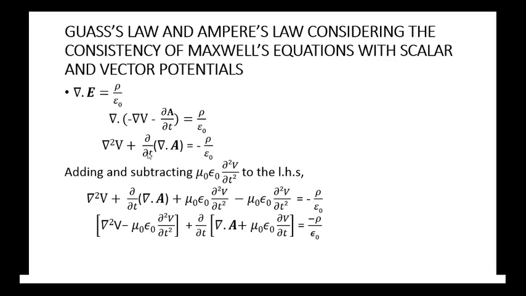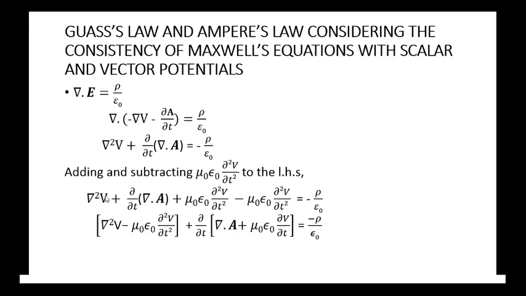Now what we are doing is that we are adding and subtracting a term to the left hand side. And that term is mu 0 epsilon 0 dou square V by dou T square. So this term is added as well as subtracted, so that there will not be any change in the expression, isn't it? So already we have this equation, that is del square V plus dou by dou T of del dot A. Now we had added this term and subtracted this term, and the right hand side is minus rho by epsilon 0 itself.